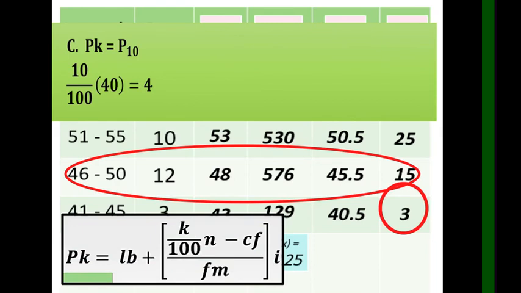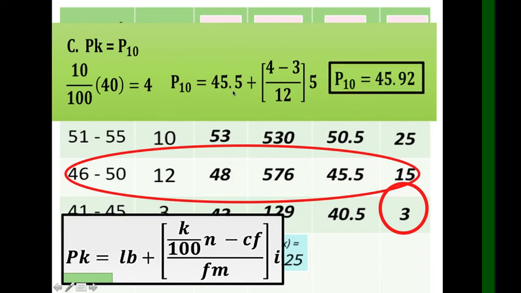Using this formula, lower boundary, so we have the lower boundary, 45.5. The K over 100 times N is 4, minus CF, less than CF is 3, FM is 12, and the i is 5. So this is now our solution. So 4 minus 3 is 1 divided by 12. Multiply your answer by 5 and add to 45.5 and you will get 45.92. That is for the P10.